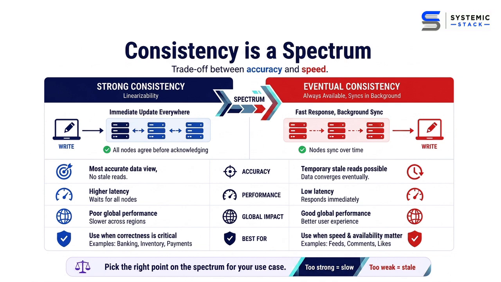If you can tolerate a user seeing a slightly older comment for a few seconds, eventual consistency might be the way to go. But for things like inventory levels, you probably need to stay on the stronger side.